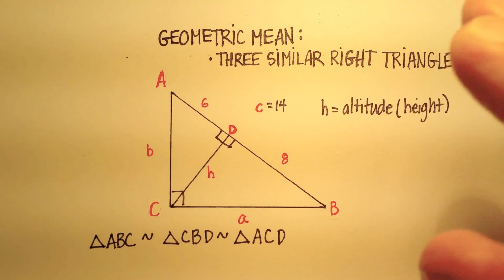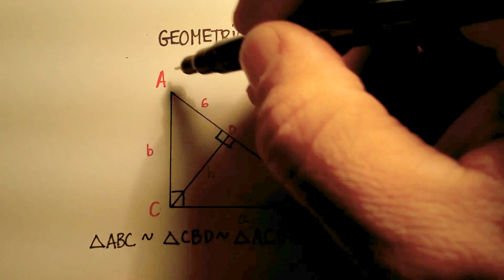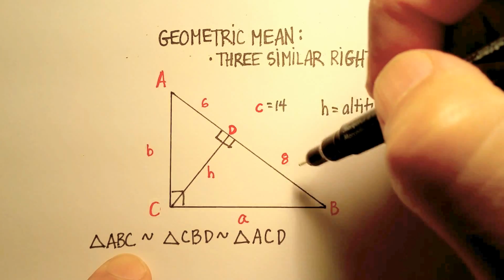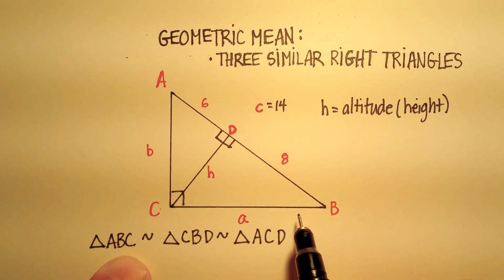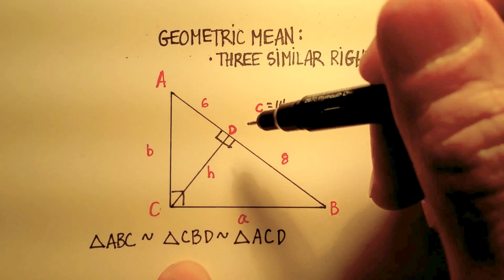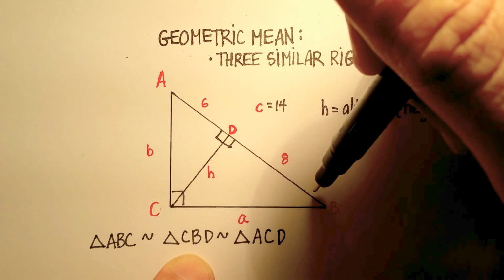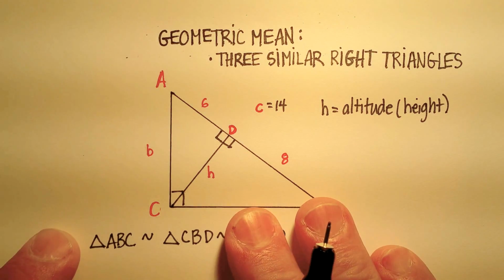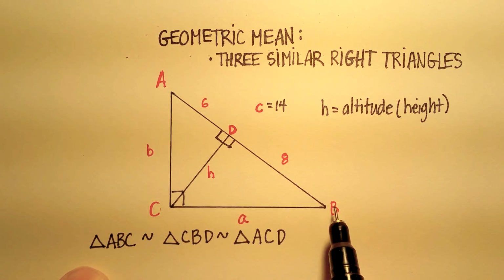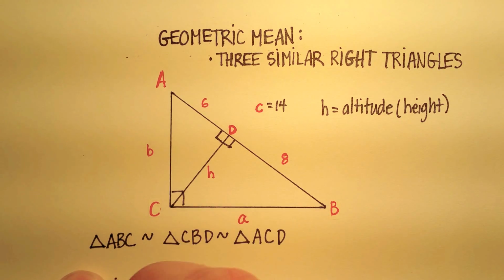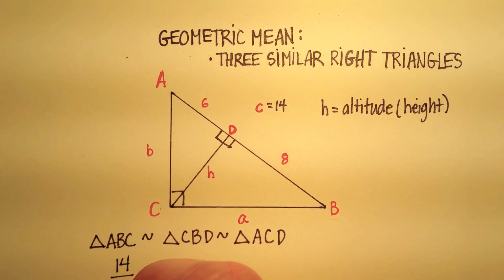Now what do we know? The geometric mean basically says this. The hypotenuse of the large triangle is proportionate to the long side. The hypotenuse of the large triangle over the long side would be proportionate to the hypotenuse of the second triangle over the long side. Okay? Now let me show you how that actually works. We just basically use those two triangles. So we know, for example, that the hypotenuse of the large triangle would be 6 plus 8 or 14. And we know that the long leg will be called A.